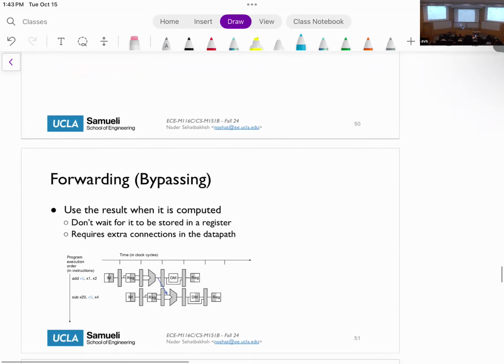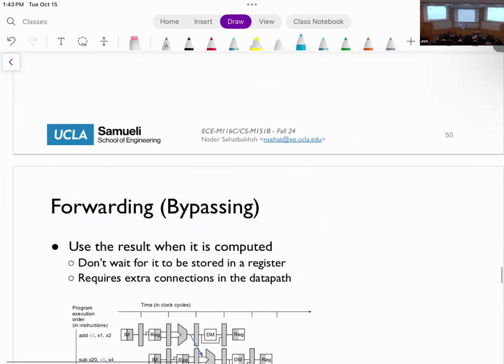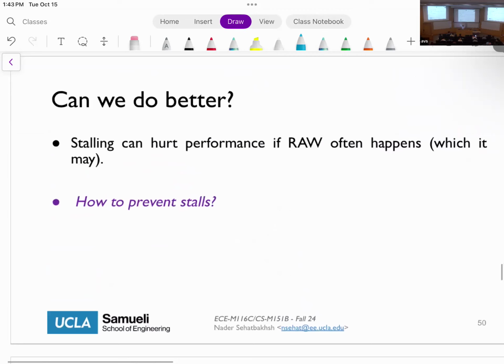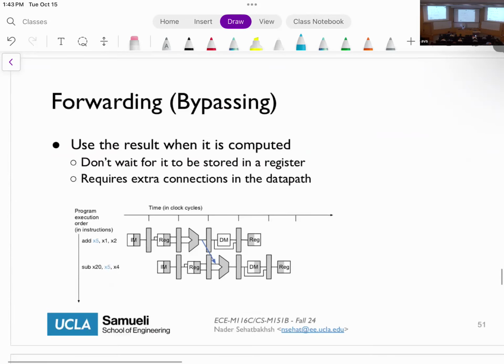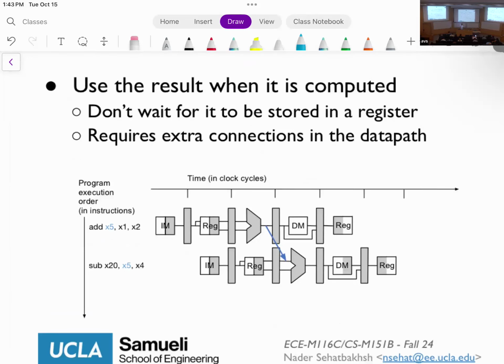Okay, so let me just give you a quick idea about what we call forwarding, and then next lecture we're gonna talk about how it works. All right, so here's the idea of forwarding. What I want to fix is that I don't like the two-cycle stalling. It works and it fixes the problem. There's nothing wrong with it, but it means that my performance is not as great as it used to be. Okay. So how can I fix this?